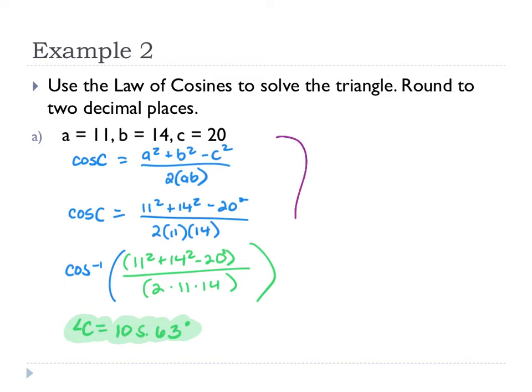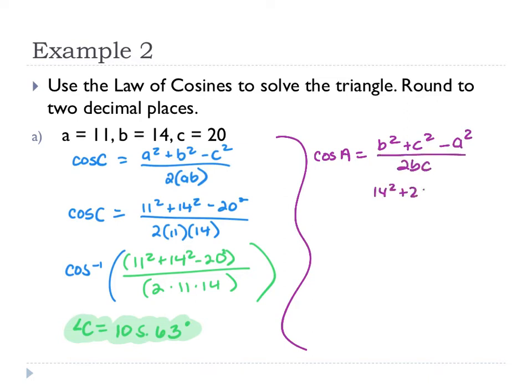Okay. So if that's the case, then I would say the cosine of A equals, and I would do the other two letters, b squared plus c squared minus a squared over 2bc. So 14 squared plus 20 squared minus 11 squared over 2 times 14 times 20. And then I'm going to do cosine inverse of the whole thing, grouping the numerator and the denominator.